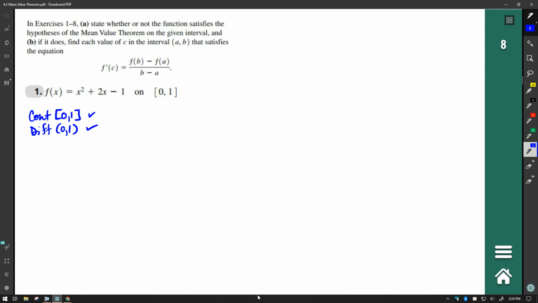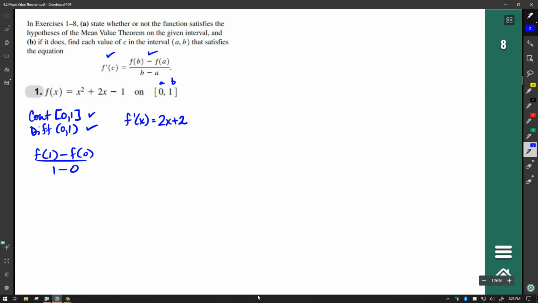So let's first find the derivative of this function. F prime of x is equal to 2x plus 2. Next, let's find the average rate of change. So we found the left side of the equation. Let's find the right side of the equation. So we're going to do f of 1 minus f of 0 over 1 minus 0. Those numbers came from the interval.